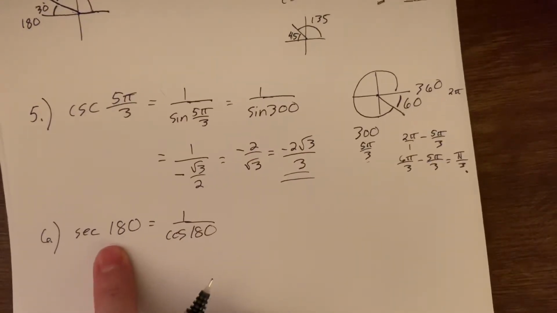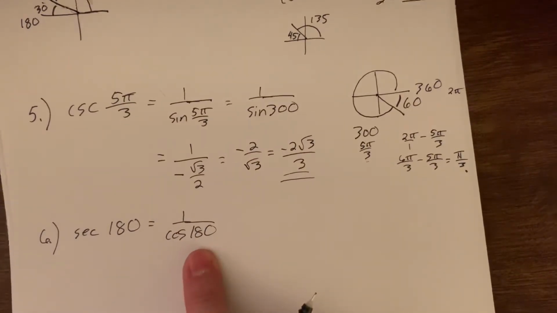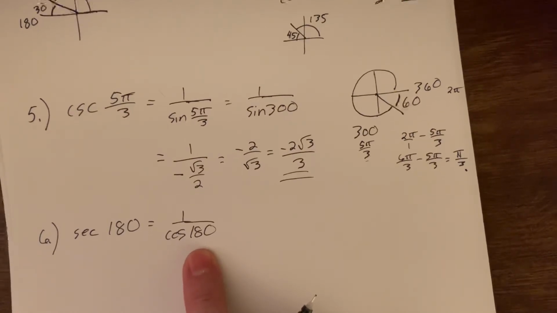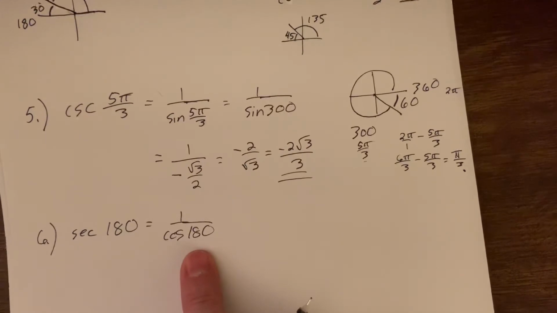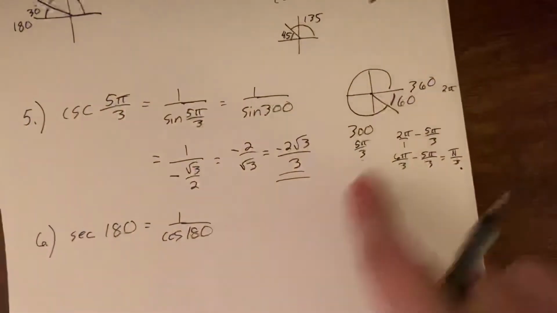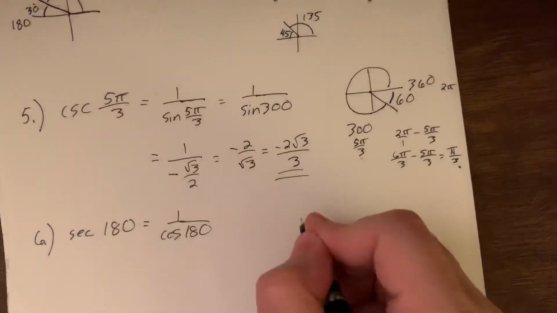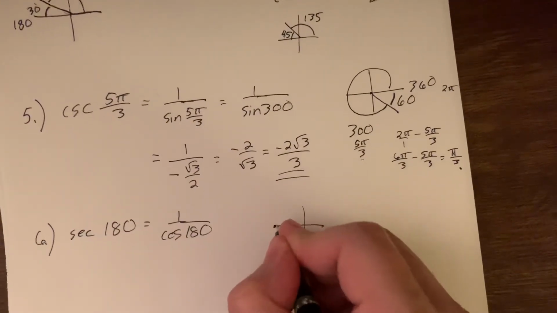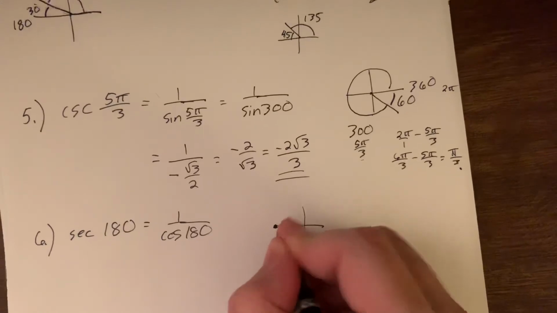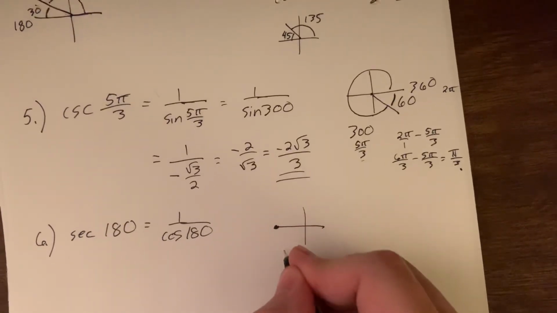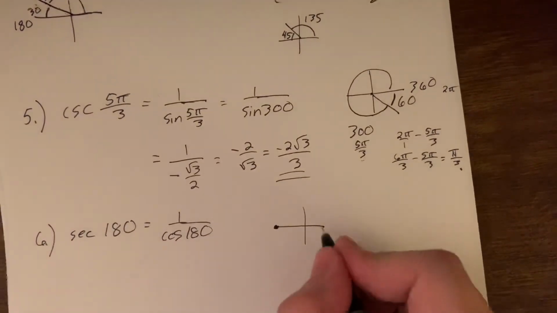So we had secant of 180. We wrote it as 1 over cosine of 180 because secant is 1 over cosine. And now we hit our first little hiccup. If I really try and do this problem the same way I've been doing all the others, I run into a little bit of a stumbling block because 180 is the boundary. I'm not in quadrant 2, I'm not in quadrant 3, I'm on the boundary between them.